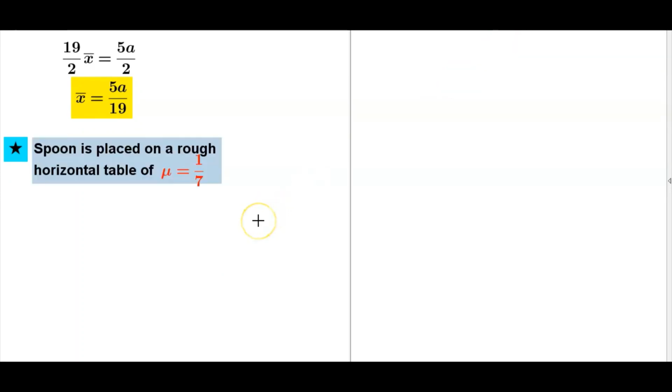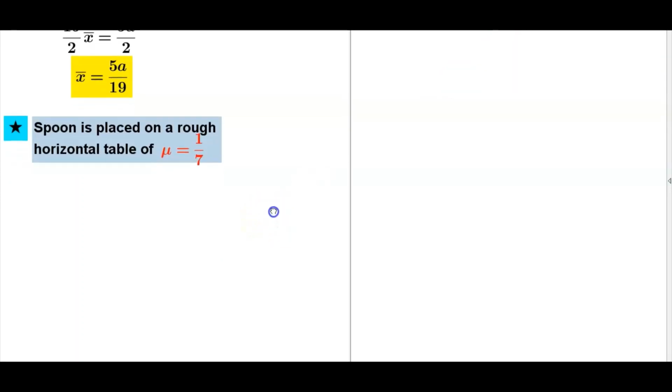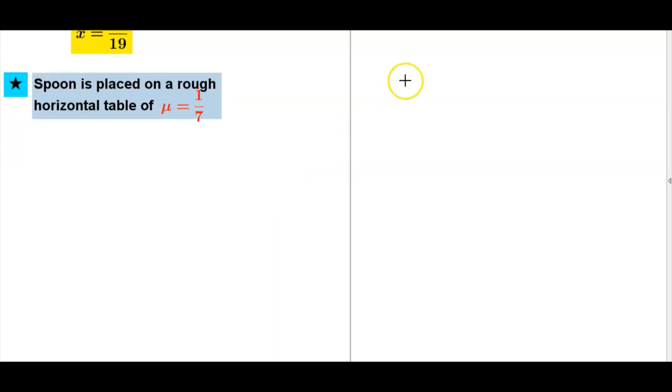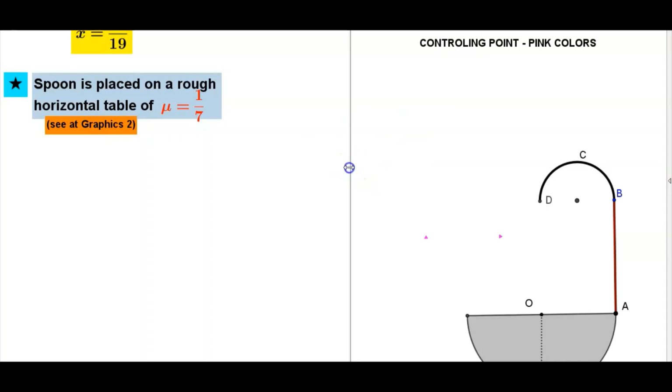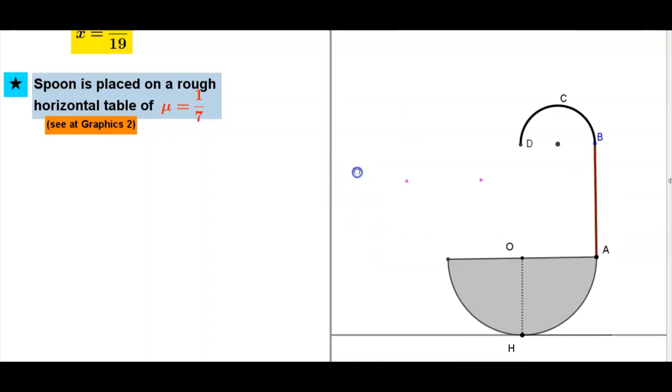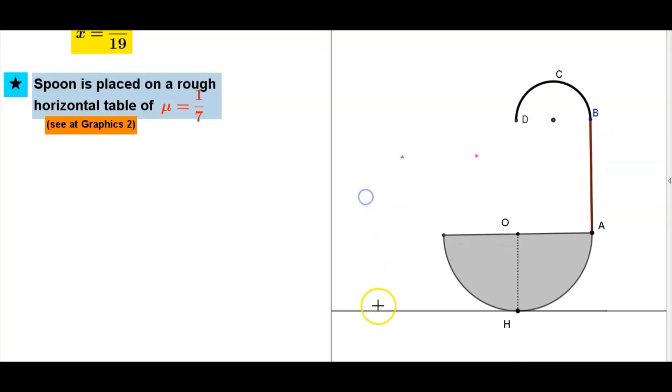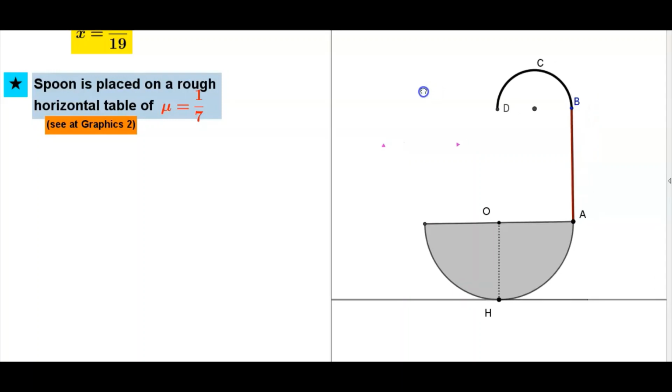The next part, the spoon is placed on a rough horizontal table of mu is equal to 1/7. This is one of the spoon, now placed on a horizontal table. Weight acts at the center of mass. Where is the center of mass? We already found it. The center of mass is here, at this distance from OA and this distance from OM.